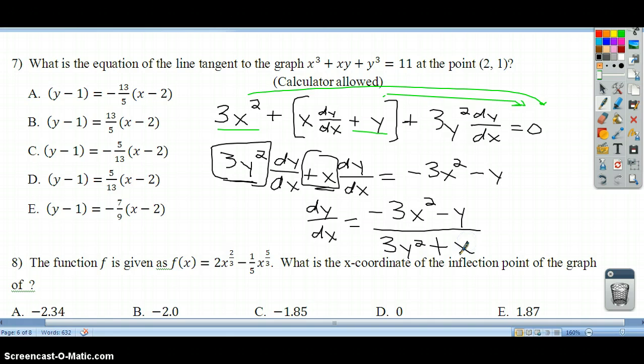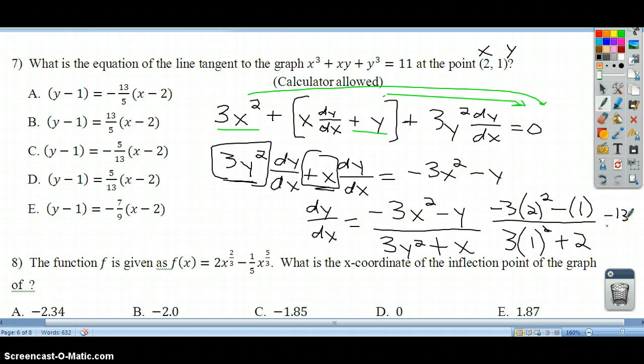So now that's dy/dx, and I want to find the slope of that line. So I'm going to plug in 2 and 1. Remember, 2 is my x, and 1 is my y. When I do that, I get negative 3 times 2 squared, minus 1, and in the denominator, 3 times 1 squared plus 2. So 2 squared is 4, times negative 3 is negative 12, minus 1 is negative 13. And the denominator will be 5.